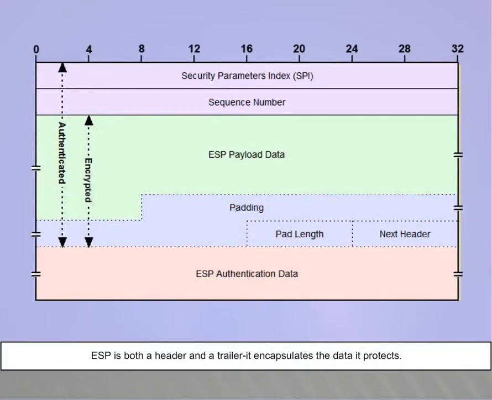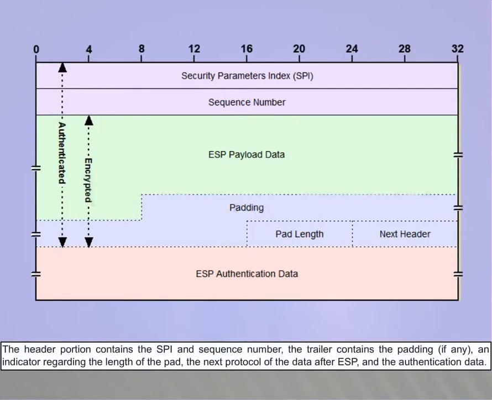ESP is both a header and a trailer. It encapsulates the data it protects. The header portion contains the SPI and sequence number. The trailer contains the padding, if any, an indicator regarding the length of the pad, the next protocol of the data after ESP, and the authentication data.